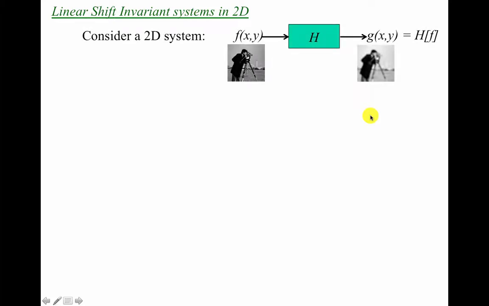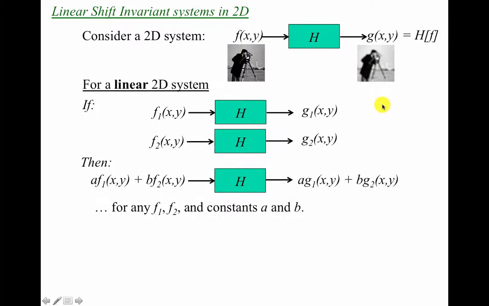So let's move on to the 2D case. We can consider a 2D system that has an input f, which is a function of x and y, for instance, an image, and it produces an output signal g, for instance, a blurred or distorted version of that image.